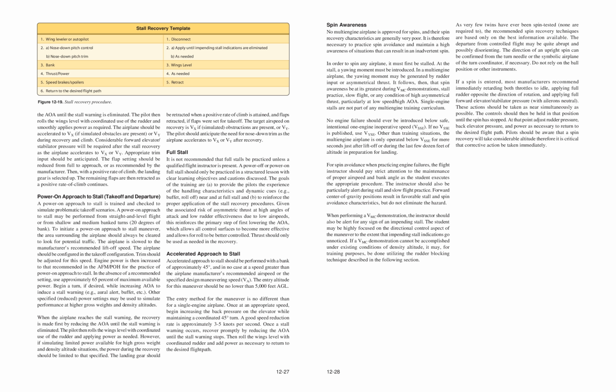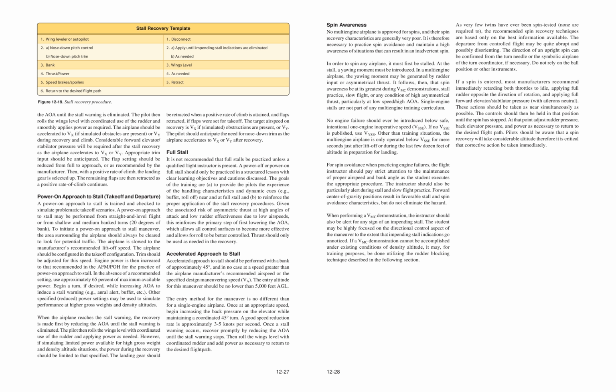Once at an appropriate speed, begin increasing the back pressure on the elevator while maintaining a coordinated 45 degree turn. A good speed reduction rate is approximately 3 to 5 knots per second. Once a stall warning occurs, recover promptly by reducing the AOA until the stall warning stops. Then roll the wings level with coordinated rudder and add power as necessary to return to the desired flight path.